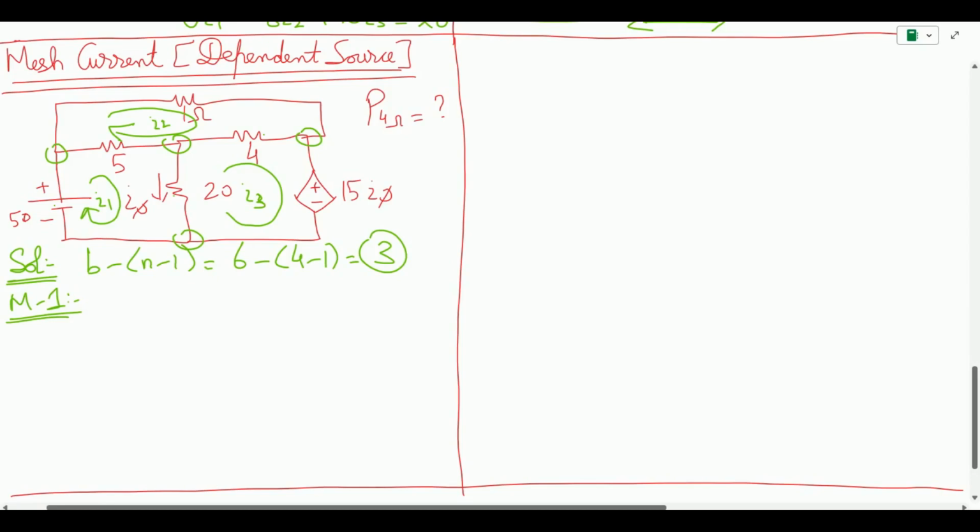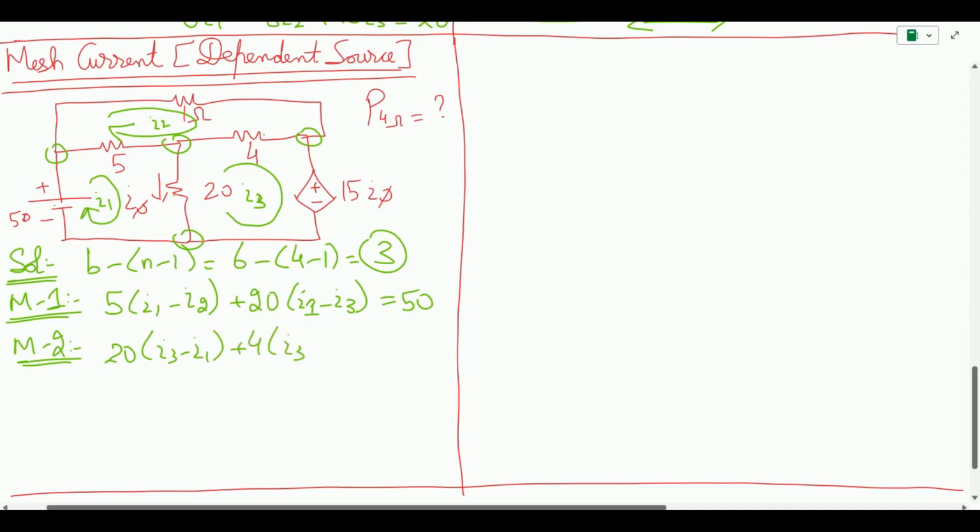So I can write it as 5(I1 minus I2) plus 20(I1 minus I3) equals 50. This is my first equation. For the second mesh, I can write 20(I3 minus I1) plus 4(I3 minus I2) equals minus 15 I5.